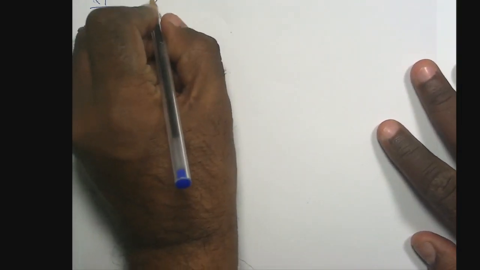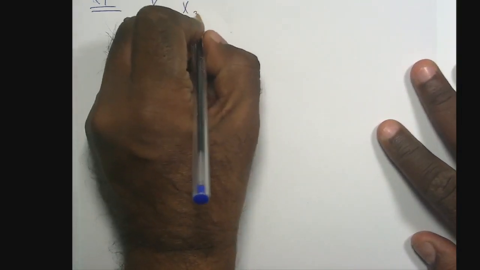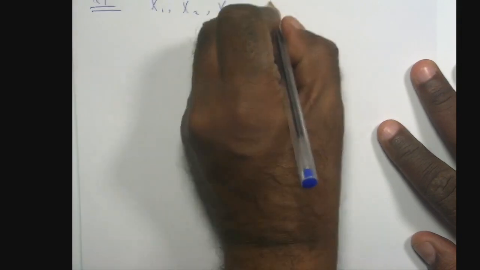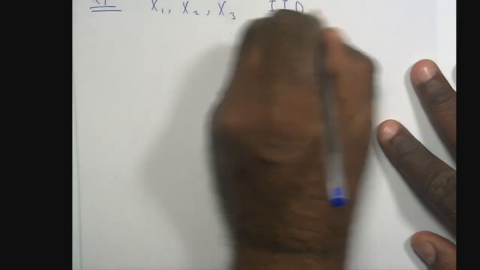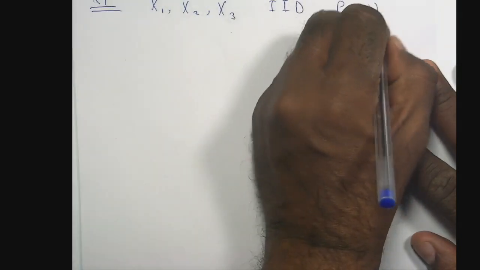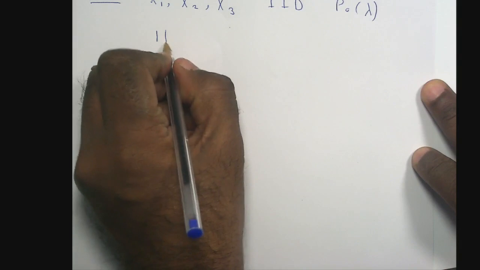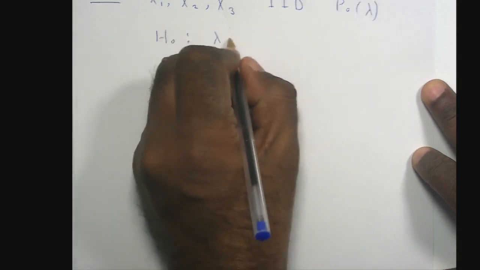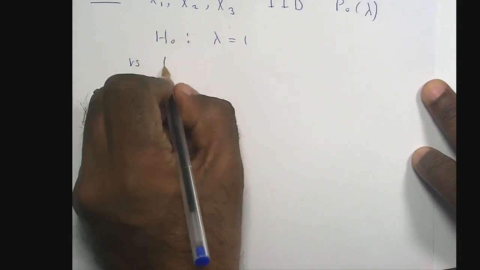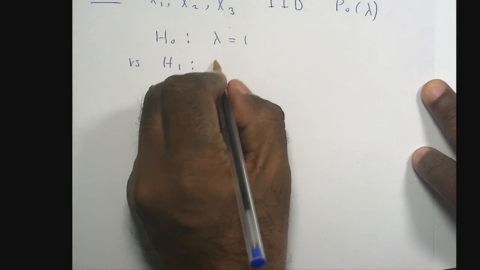So here, you have three IID observations from a Poisson distribution with parameter lambda. Okay, and we want to test the hypothesis that lambda equal to 1 versus the alternative that lambda equal to 2.